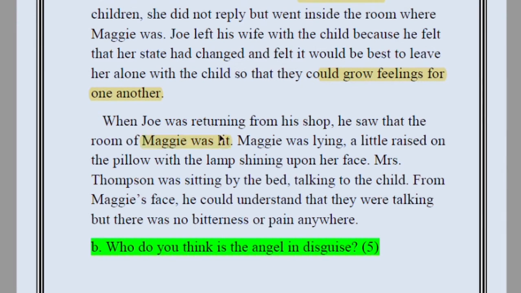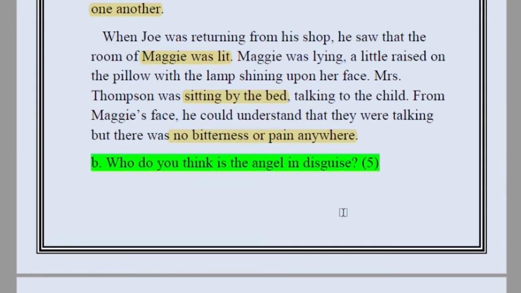Maggie was lying a little raised on the pillow with the lamp shining upon her face. Mrs. Thompson was sitting by the bed talking to the child. From Maggie's face, he could understand that they were talking, but there was no bitterness or pain anywhere. This is directly from the book. You will be able to answer this question.